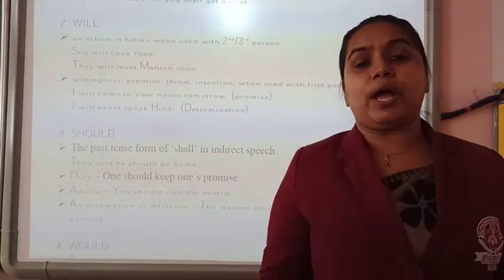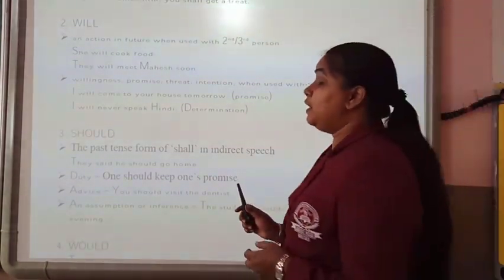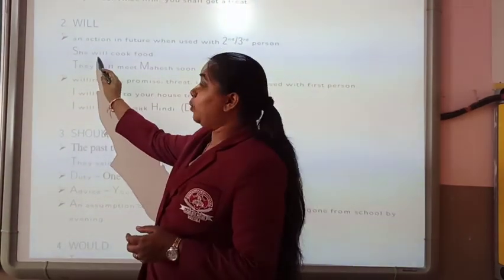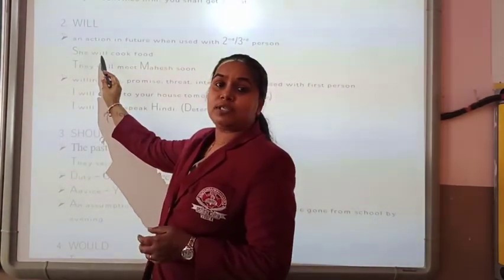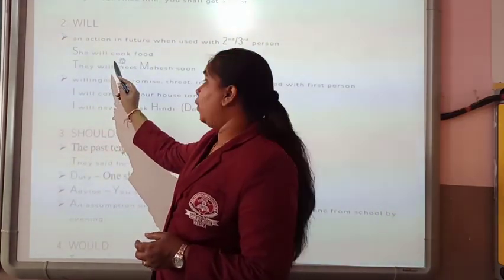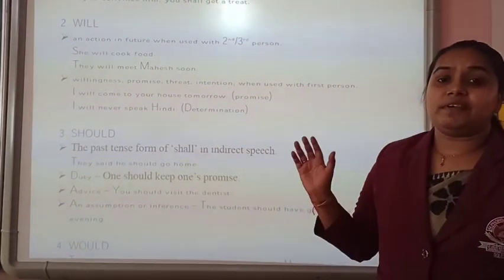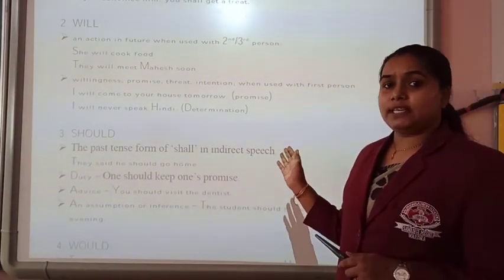What event is going to happen tomorrow? Cooking of the food, and it is denoted with the help of the modal auxiliary verb will. Here will denotes the future time. Okay, and then comes your main verb. They will meet Mahesh soon. So this is the way we are using will in our sentences.